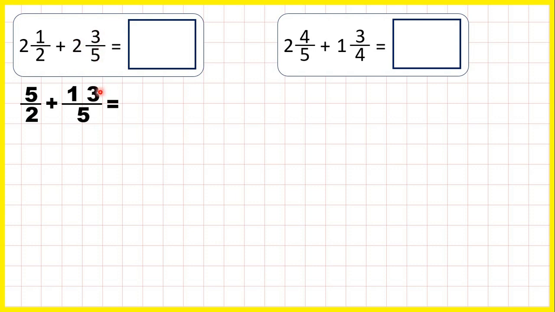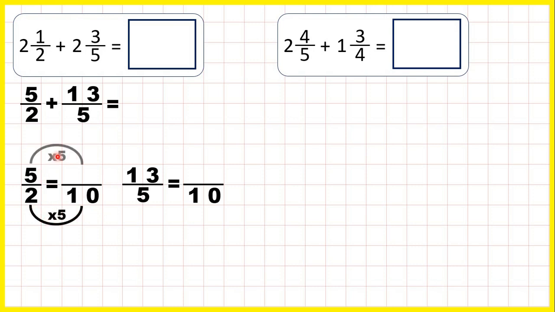plus 3 is 13. But we know that when we're adding fractions, we need the denominators to be the same. So 10 is in both the 2 and the 5 times table, so we can find equivalent fractions with a denominator of 10. 2 times 5 is 10, 5 times 5 is 25, 5 times 2 is 10, 13 times 2 is 26. So we can rewrite our question again.